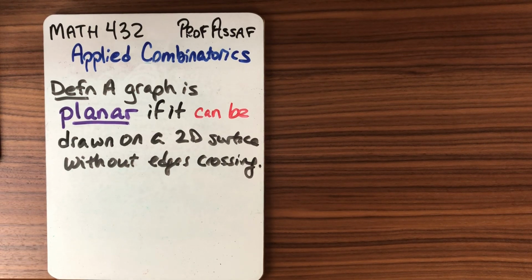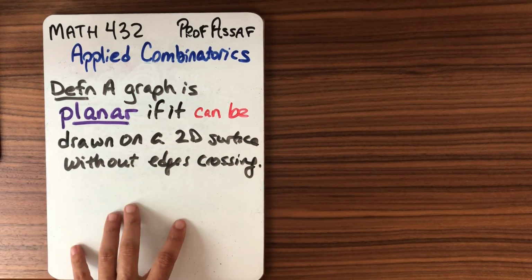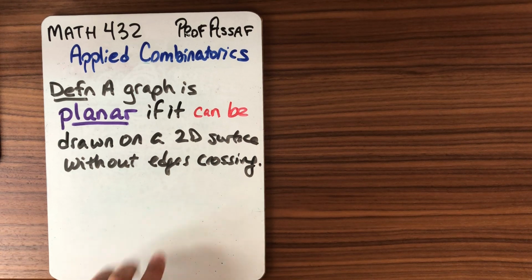This is Math 432, Applied Combinatorics. I am Professor Asaph, and in this series we're discussing planar graphs. What is a planar graph? A planar graph is any graph that you can draw on a flat surface without the edges crossing. Let's look at some examples.